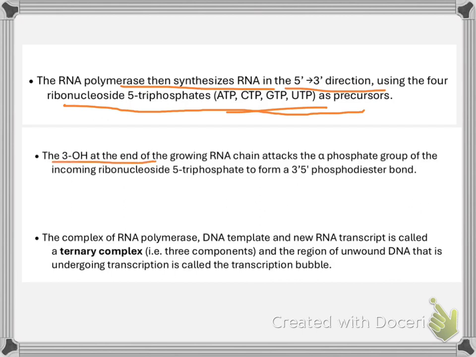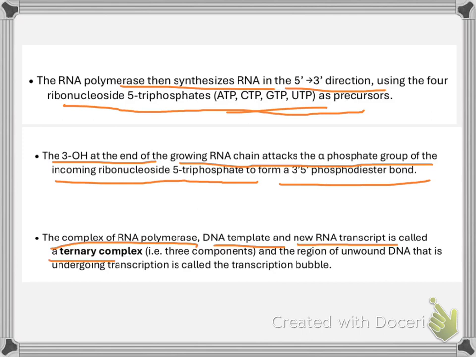The 3'OH end of the growing RNA chain attacks the alpha phosphate group of the incoming ribonucleoside 5' triphosphate to form a 3'5' phosphodiester bond. So a 3'5' phosphodiester bond is formed between the 3' end of the growing RNA and the incoming ribonucleotide. The complex of RNA polymerase, DNA template and new RNA transcript is called the ternary complex.